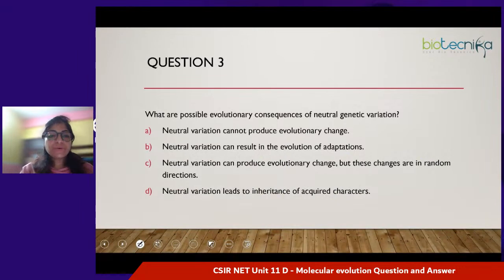All right, next question. What are possible evolutionary consequences of neutral genetic variation? Now again we are talking about the neutral theory. What will be the possible evolutionary consequences? First, neutral evolution cannot produce evolutionary change. Neutral variation can result in evolution of adaptation. Neutral variation can produce evolutionary change, but these changes are in random direction. Neutral variation leads to inheritance of acquired characters. What will be the answer?